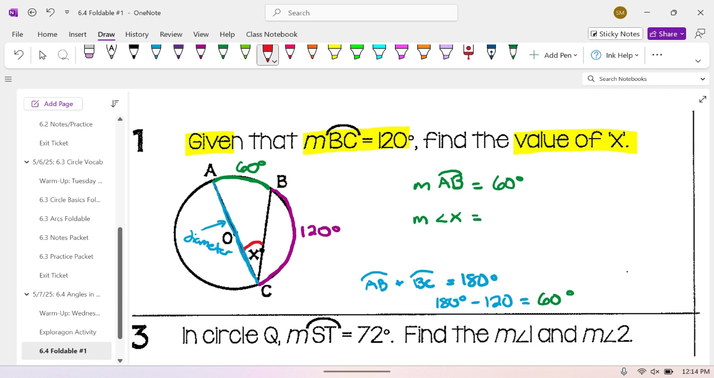Blake, what do you think? Divide it by 2. Good. So since this is an inscribed angle and we have its intercepted arc, we just divide it by 2 to give us the inscribed angle, which is 30 degrees. So the measure of angle X is 30 degrees.